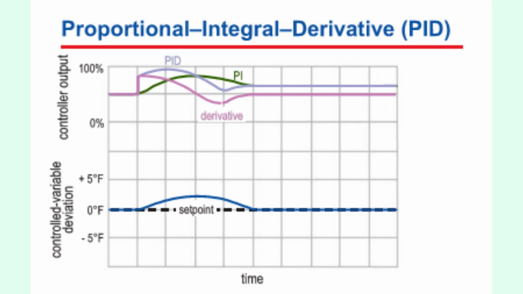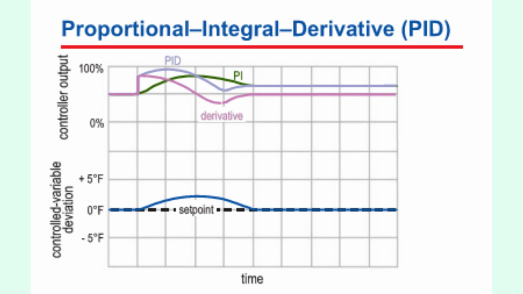E. PID control adds derivative action that responds to the rate of change of error, providing anticipatory control. The equation is output equals Kp times error plus Ki times the integral of error over time plus Kd times the rate of change of error.